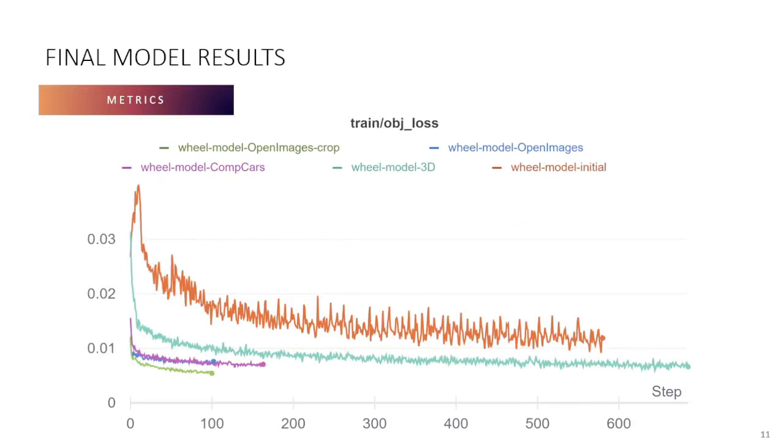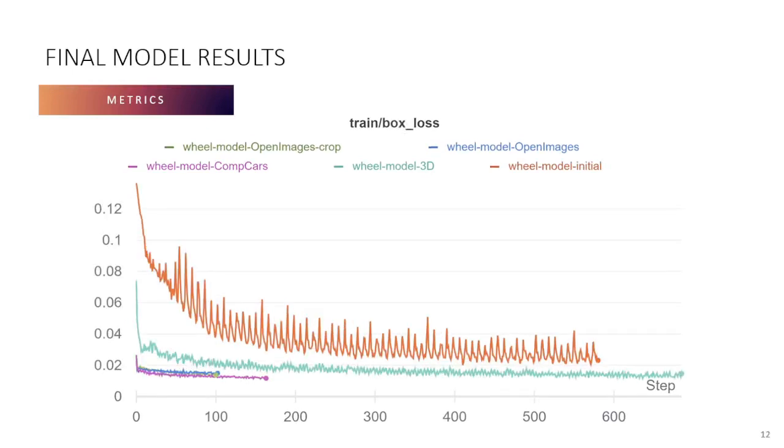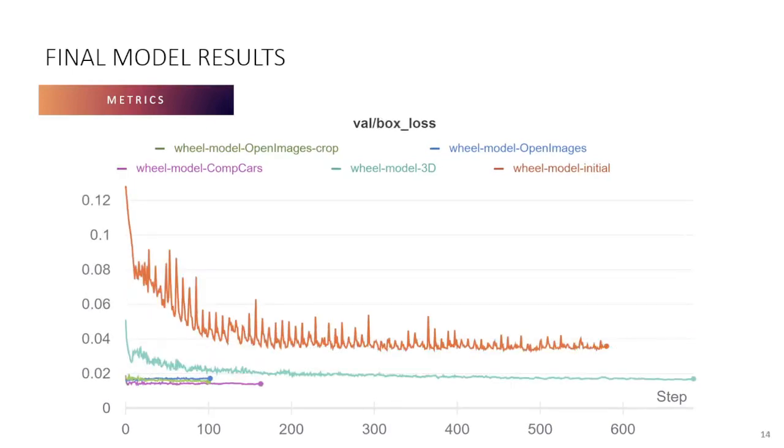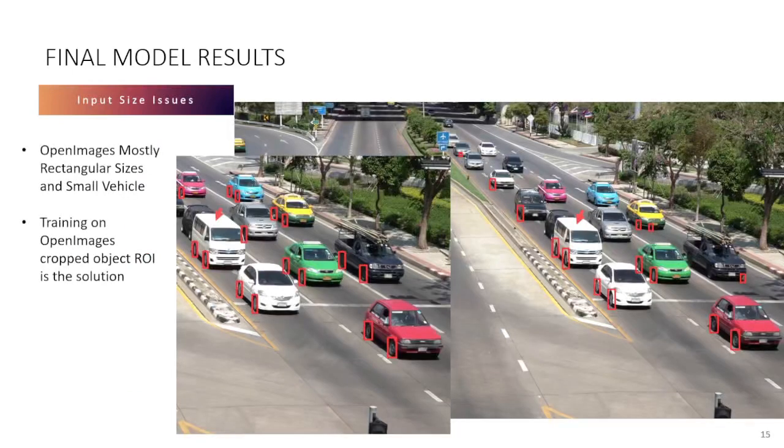So if we look at the loss, again, same behavior. We can clearly see that the open images, the blue, is actually worse. It's not manifesting here in the object loss, but we can clearly see it in the box loss. The box loss shows a significant change compared to the previous comp cars. Why did this happen?